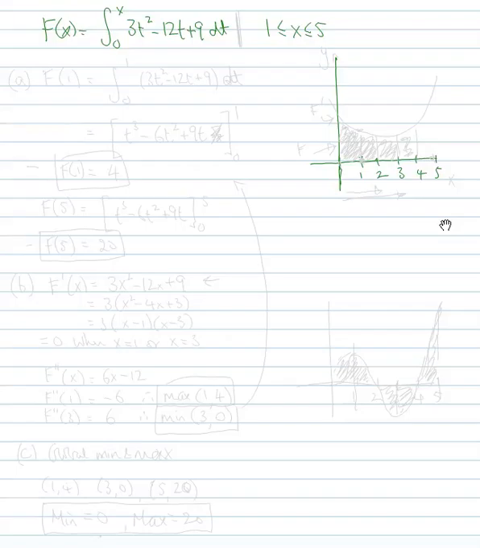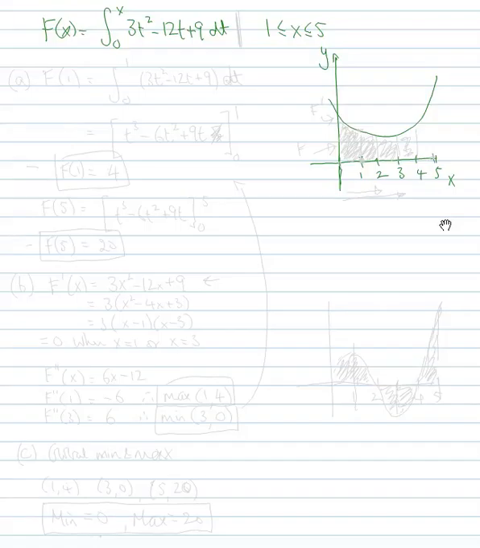So there's a curve, right? Here's a curve, 3t squared take 12t plus 9. Let's just guess what the function looks like. No idea really what it looks like, but let's say it looks something like that. So this is x, and this is y, or f of x. The function only goes from 1 to 5.